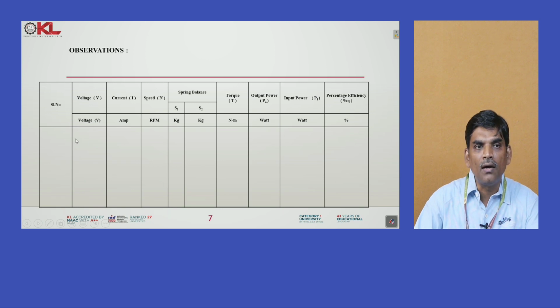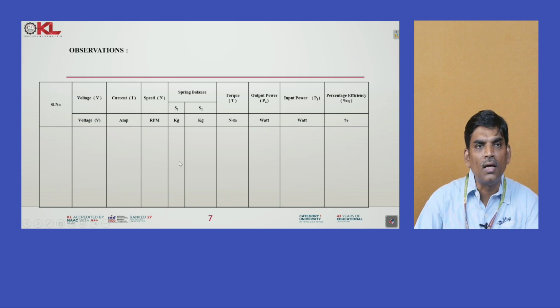After that, we have to apply some load by tightening the belt, and based on that, the current drawn is increased. Once the current is increased, you observe how the speed is varied, how the torque is produced, what the output and input are, and ultimately where the efficiency is more, which we observe in this circle.